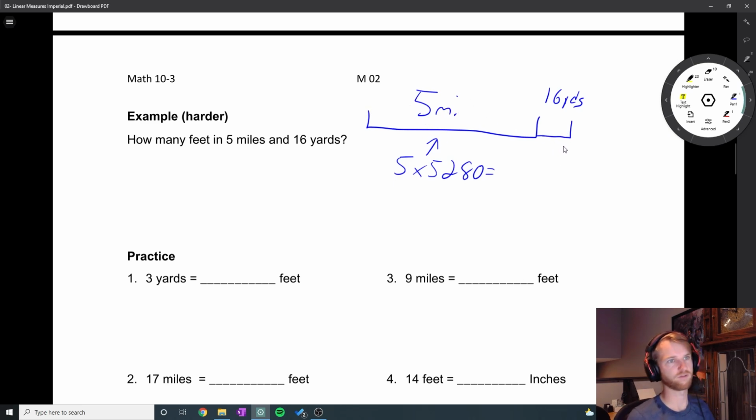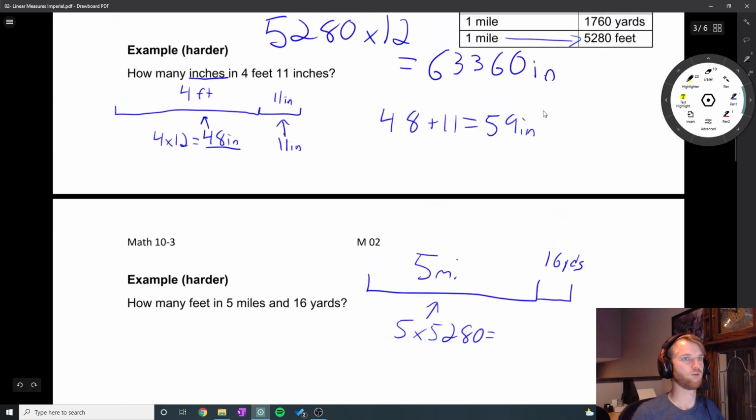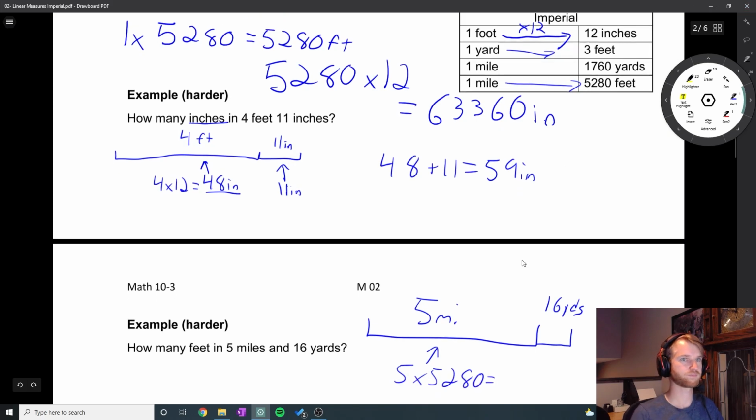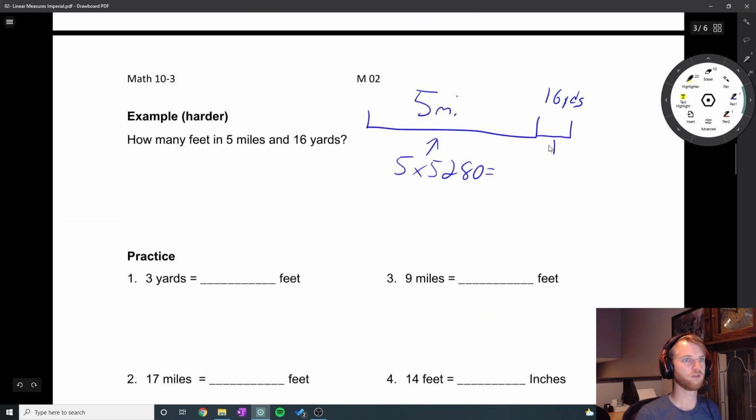And then to find out the 16 yards, we need to say how do we go from yards to feet? Okay, we multiply by 3. 1 yard is 3 feet, so we're multiplying by 3 to go from yards to feet. So this section here will be 16 times 3. So if you put this into your calculator, okay, this one's going to give you 26,400 feet. Okay, 5 miles is this many feet, and 16 yards would be 48 feet.